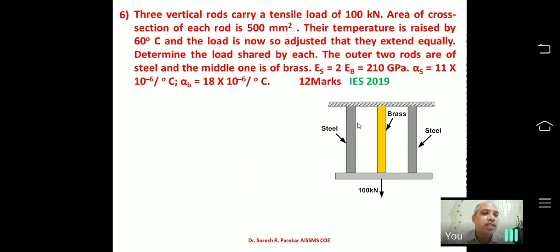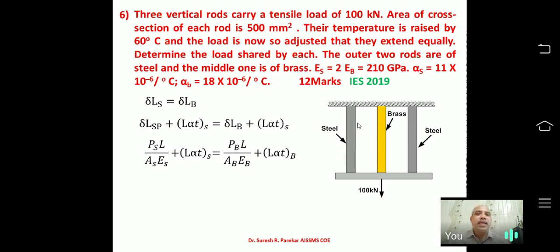A load of 100 kilonewton is there. If our assumption is wrong, then we will get negative values. If the assumption is correct, then we will get positive values. Whenever I go for delta, we have to consider delta L due to temperature plus delta L due to load. So delta LS equals delta LB. Delta LS is due to load, PL, plus L alpha T, which is due to change in temperature. Delta LB is due to load plus L alpha T, which is due to temperature.